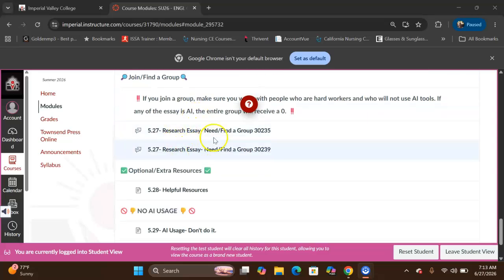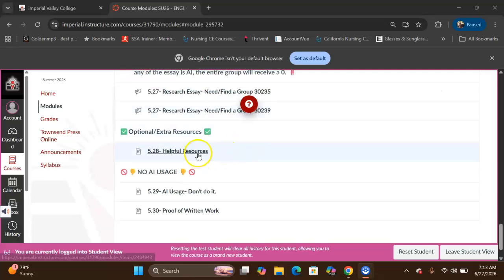If you want to work in a group, go ahead, no more than 4 people. If you work in a group and one person uses AI, I don't care who it is, the whole group gets a 0. So if you're working with somebody you don't know or don't trust, don't have them in your group. Also, if they're in your group and they're not doing any work, give them the boot. You're not the person being negative. They are for not pulling their own weight. So don't let people try to manipulate you that way. And here's some helpful resources if you want to use those. And again, you know the AI usage and the proof of written work.